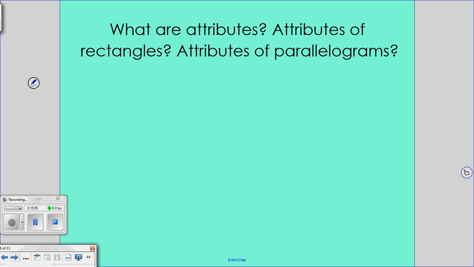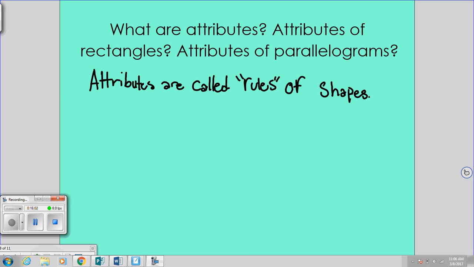All right. So what are attributes? I'm going to have you guys write this one. Attributes are rules of shapes. They can provide different names, just like we learned with the square, the rectangle, and the parallelogram. If we have a shape that passes the rectangle test, it can also be a parallelogram.